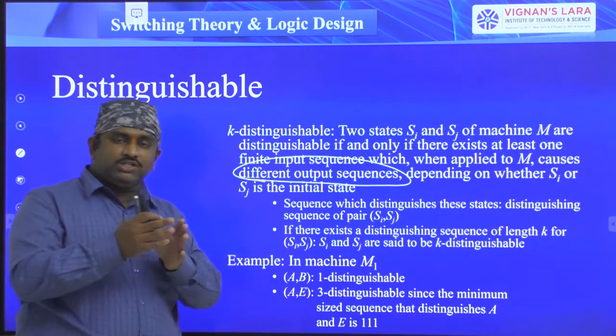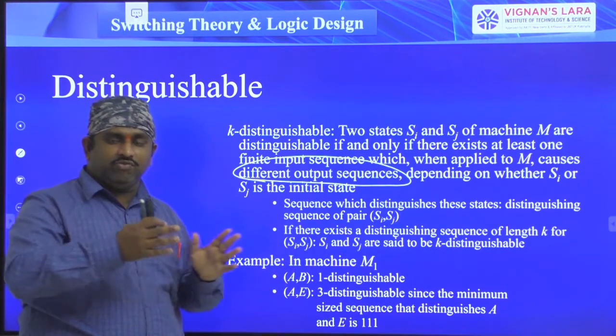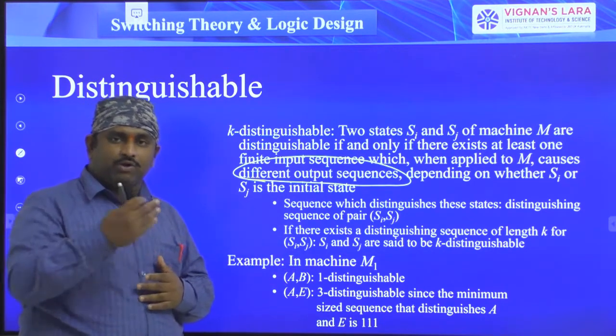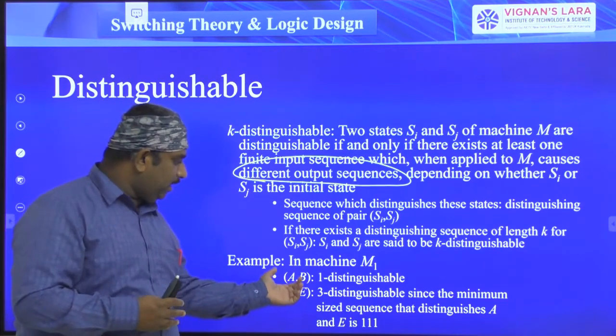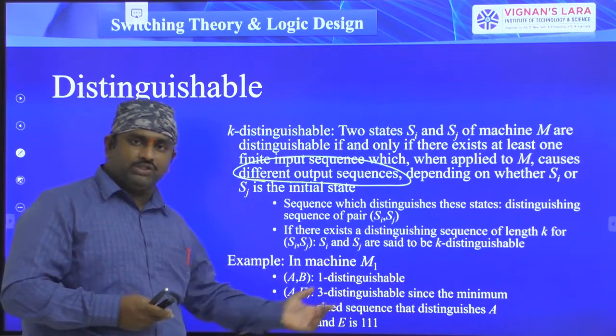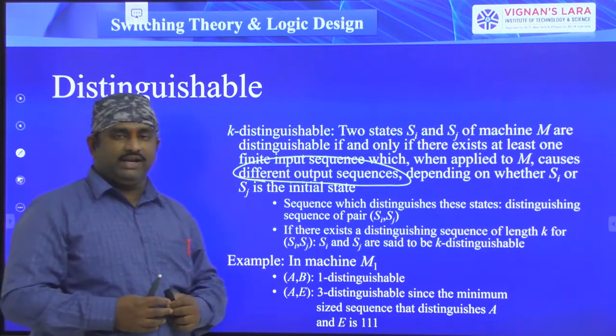If the states are distinguishable within one step or two steps, that is the length of the distinguishable states. There may be one distinguishable or three distinguishable. Now we will see with an example.